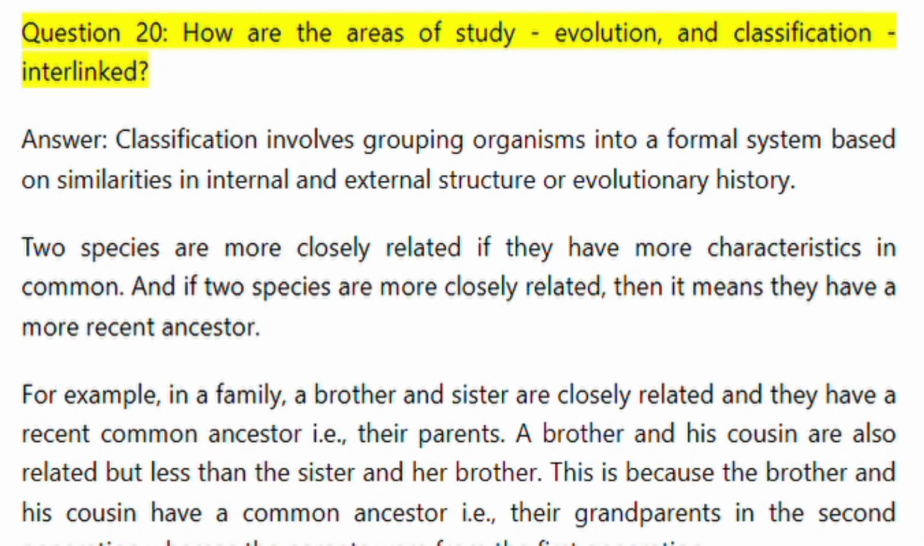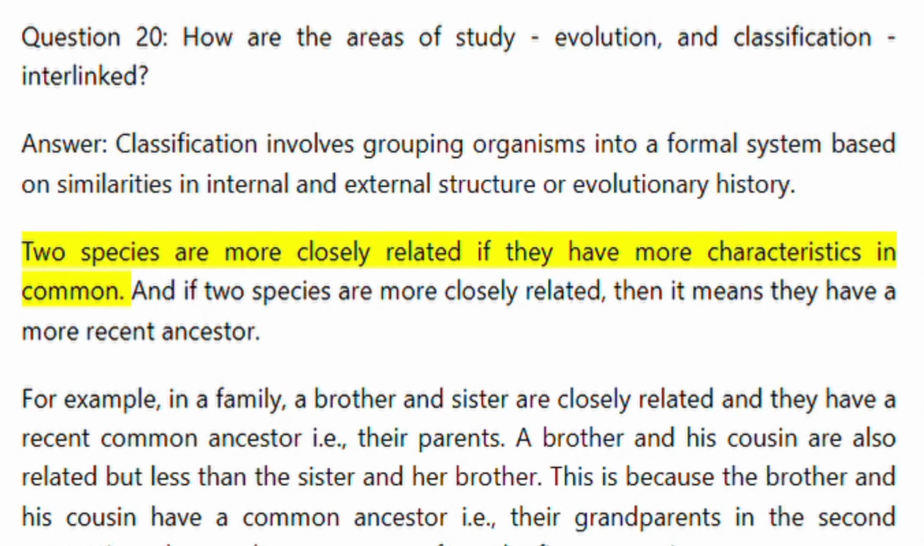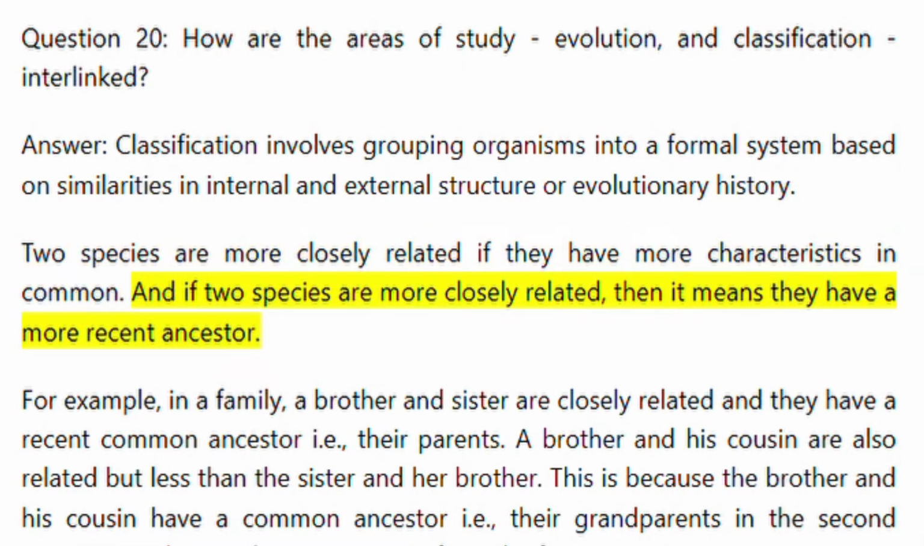Question 20. How are the areas of study, evolution, and classification interlinked? Answer. Classification involves grouping organisms into a formal system based on similarities in internal and external structure or evolutionary history. Two species are more closely related if they have more characteristics in common. And if two species are more closely related, then it means they have a more recent ancestor.